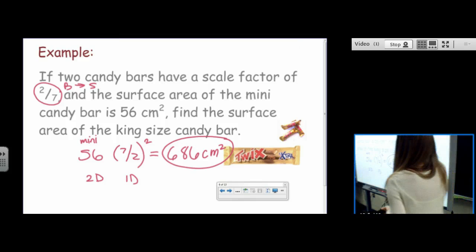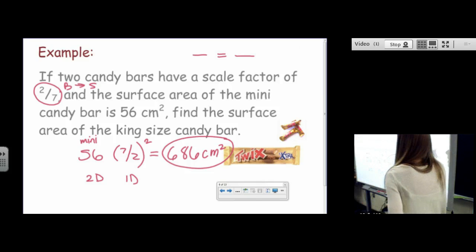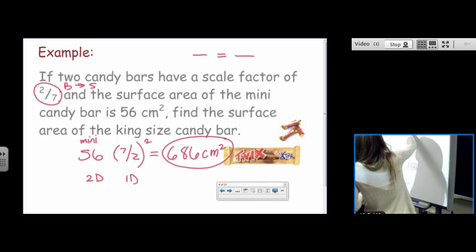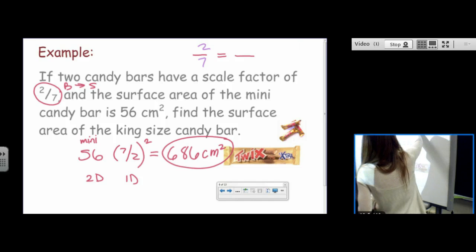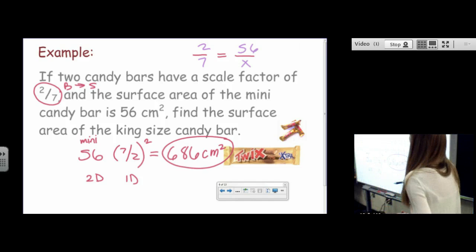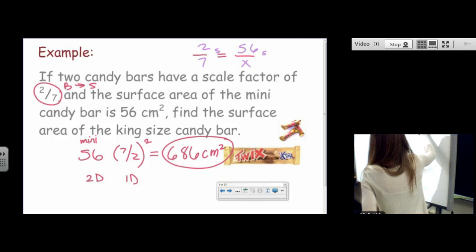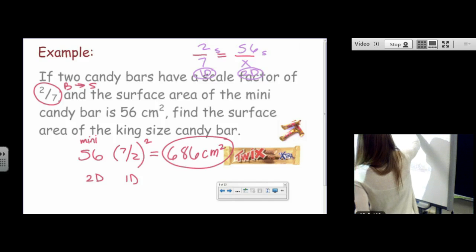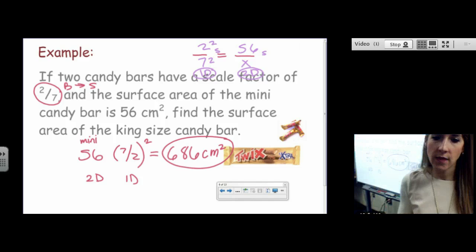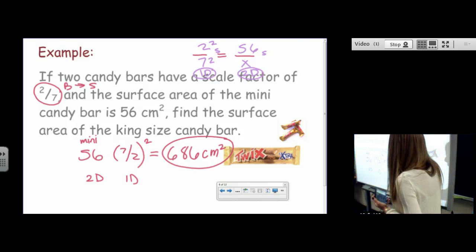You could always set up a proportion instead. You don't have to use scale factor. So you could say 2 is to 7 as 56 is to x, because this is the small candy bar and the small candy bar. 2 is to 7 as 56 is to x. You could say, oh, this ratio is 2D. This ratio is 1D. I need to do something about that, so you could go ahead and square that ratio. If you would rather do it as a proportion, that is perfectly fine. Moving on. Lars says that's a lot more work.